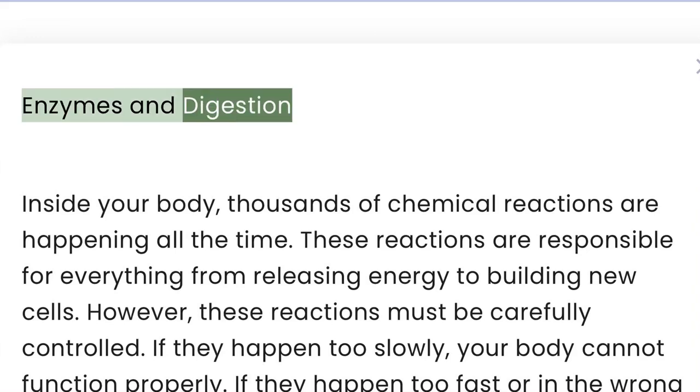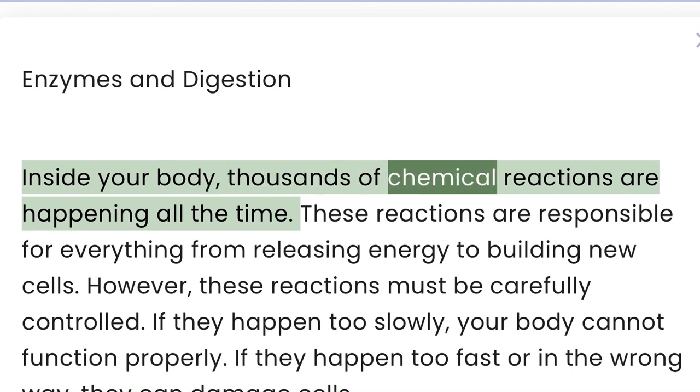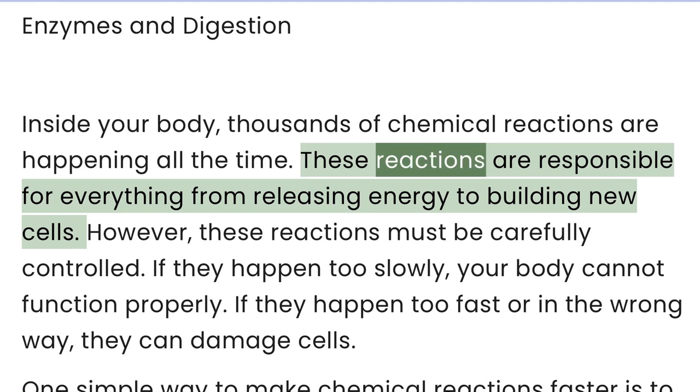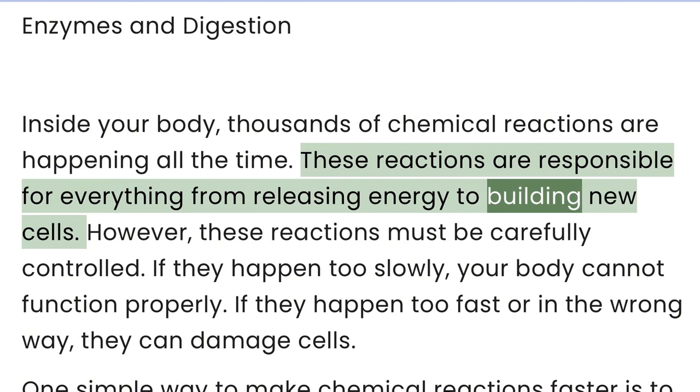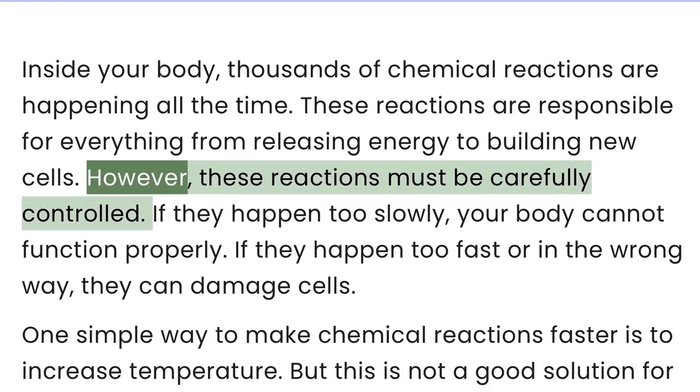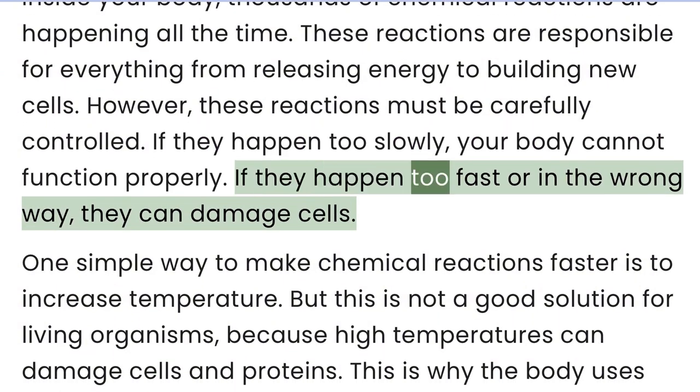Enzymes and digestion. Inside your body, thousands of chemical reactions are happening all the time. These reactions are responsible for everything from releasing energy to building new cells. However, these reactions must be carefully controlled. If they happen too slowly, your body cannot function properly. If they happen too fast or in the wrong way, they can damage cells.